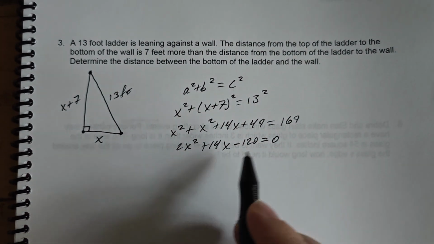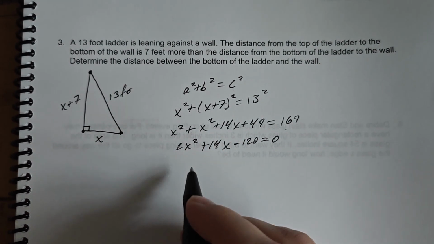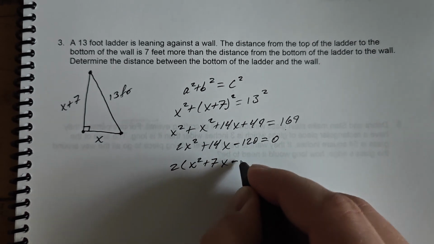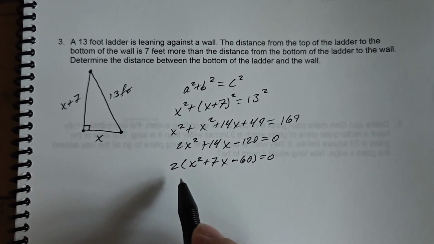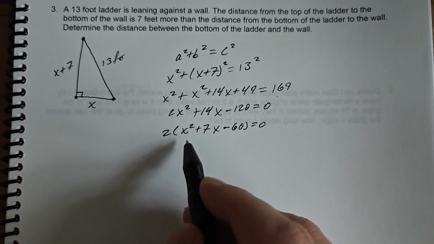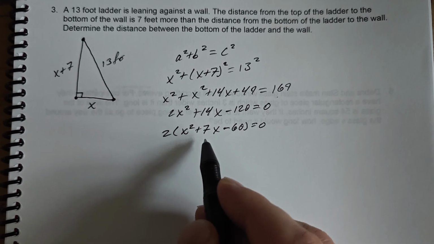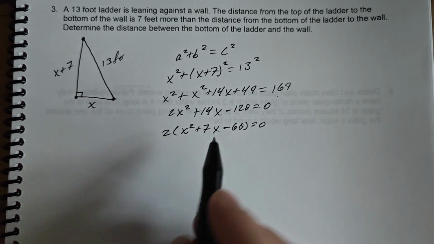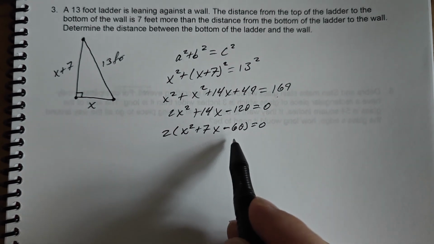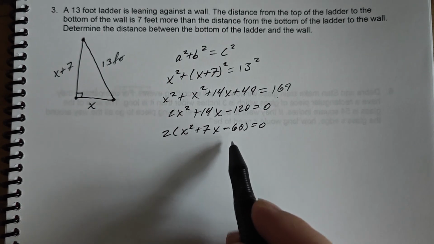Get everything onto one side by subtracting that 169 over here, combine like terms, and then factor. Here I factored out a 2 because that's common to everything, and then we can use the sum product rule to look for two things that multiply to negative 60 and add to positive 7. So we're looking for two numbers that add to a positive number, multiply to a negative number. That means that the larger one is positive, the smaller one is negative.